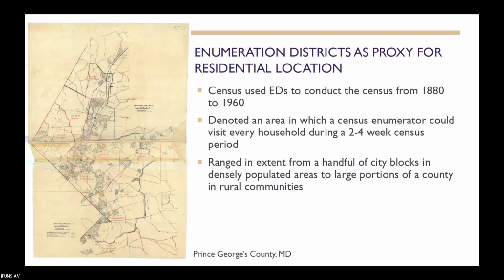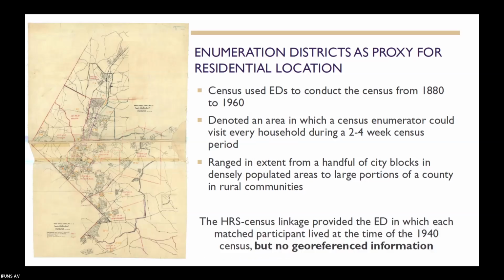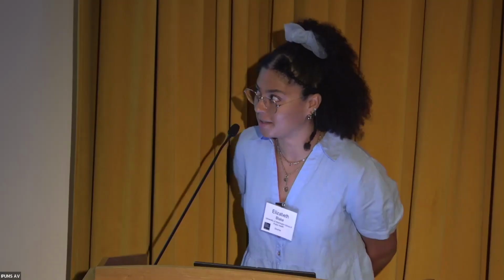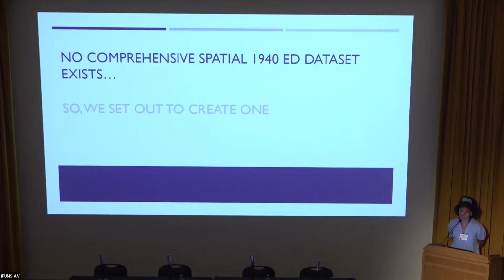And so while the HRS linkage to the census provided us with individual level enumeration district codes for participants, these codes were not necessarily georeferenced to be able to use them for spatial data. And so to our knowledge, at that point, there were no comprehensive 1940s ED spatial data sets. And like any sane academic decides to do, we decided just to do it ourselves. So we set out to create this data set.